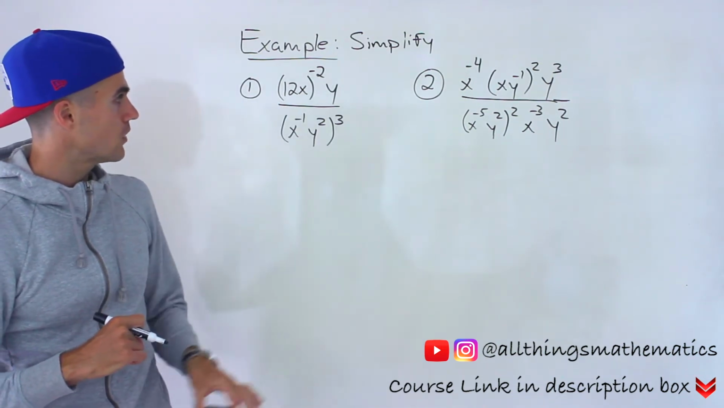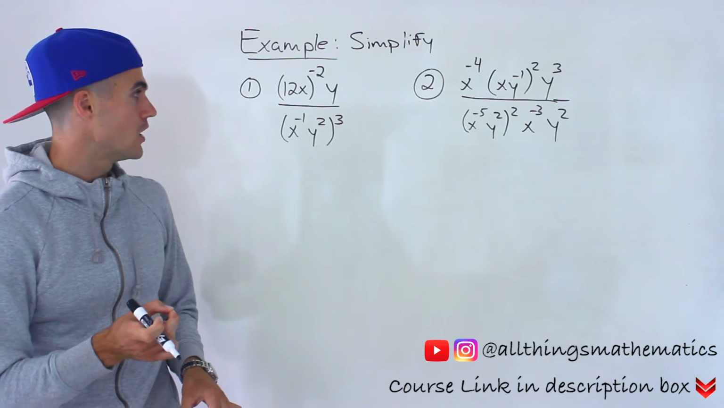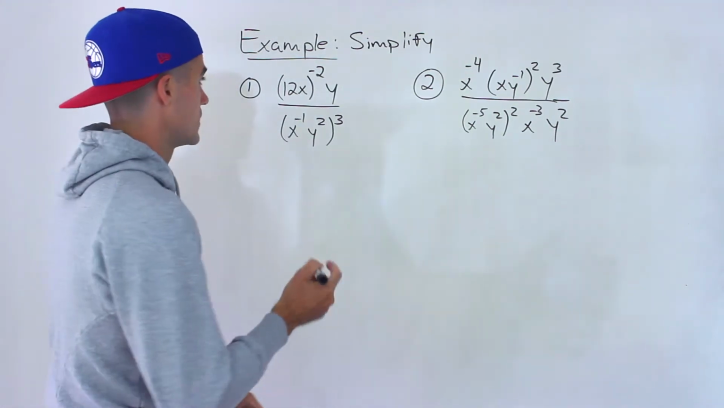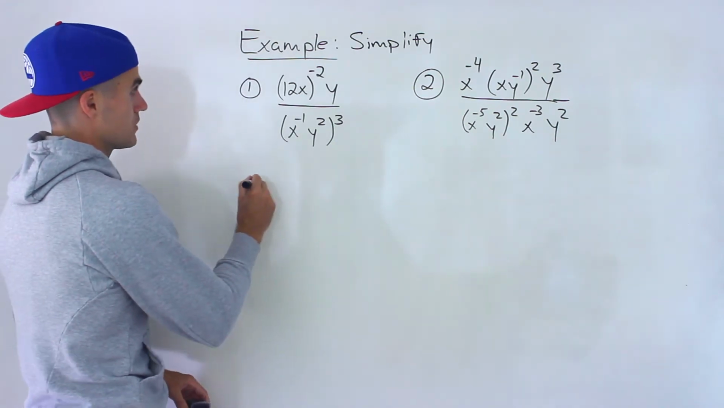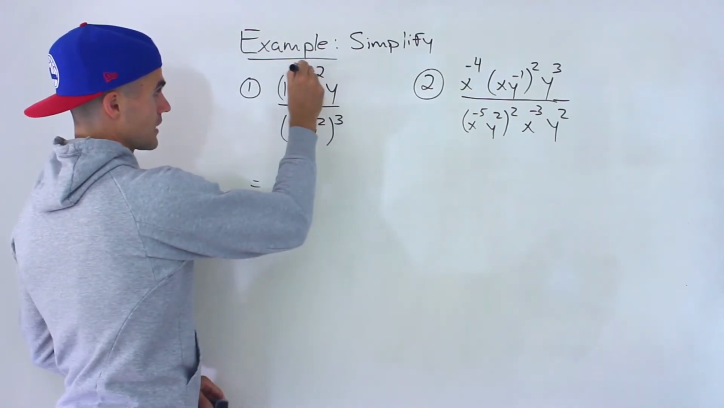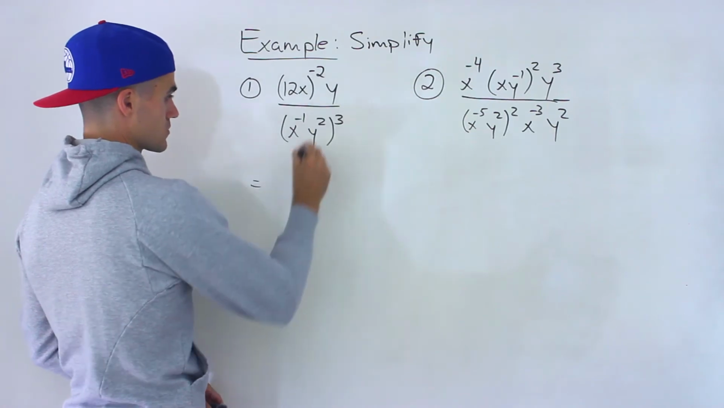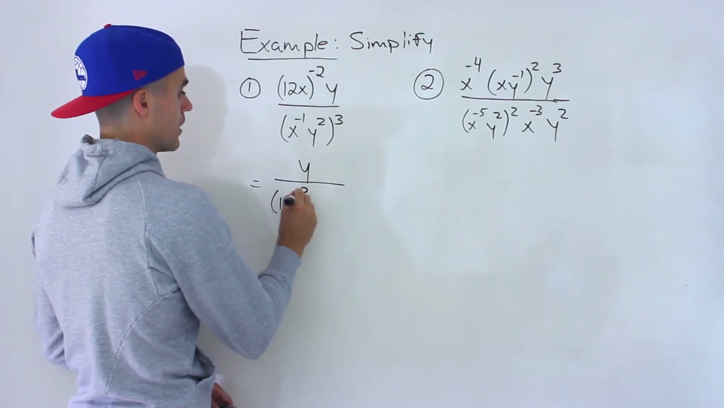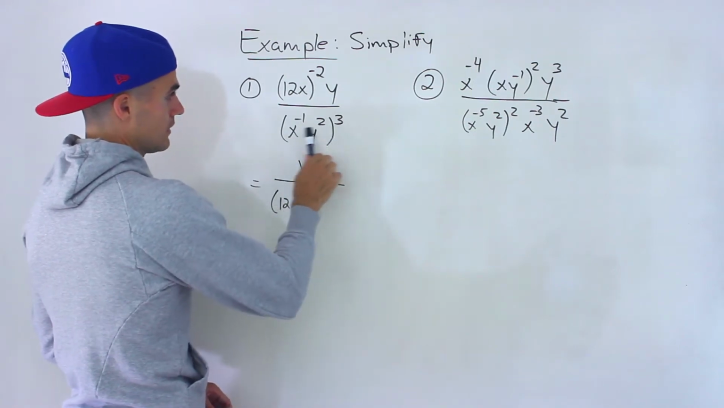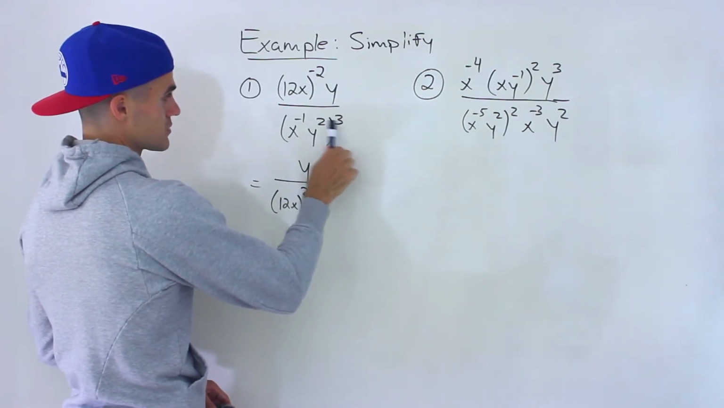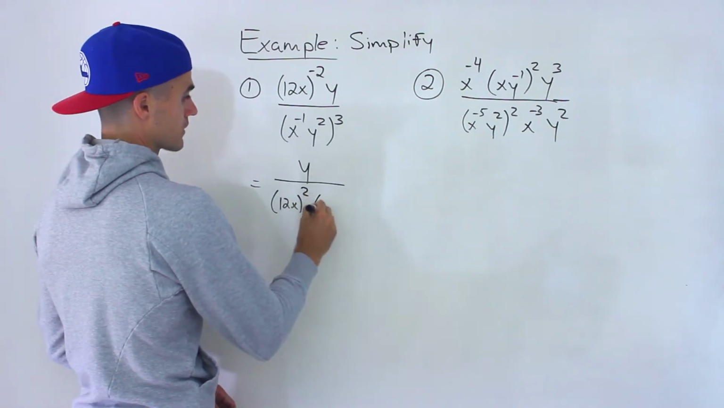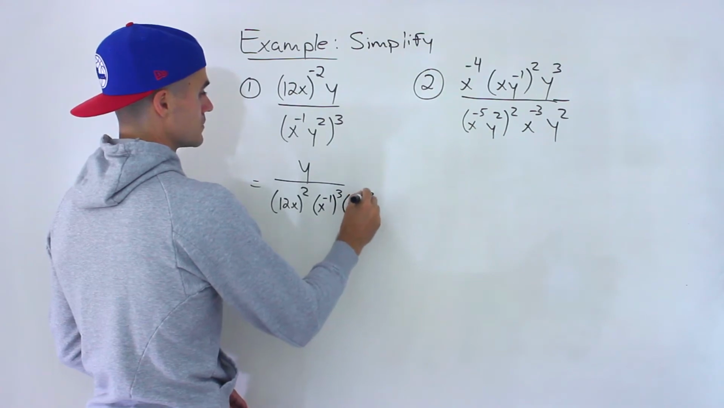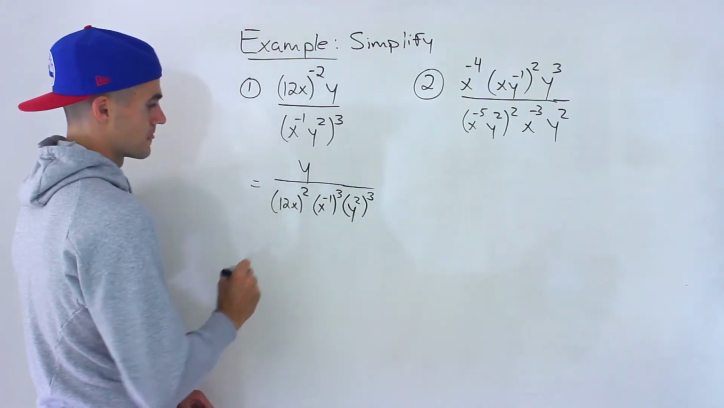So number one, we've got 12x to the negative 2 times y, all over x to the negative 1, y to the 2, all to the power of 3. First thing I'm going to do here is deal with this negative 2. I'm going to bring all of this down, so we're going to have a y left up top, and then we're going to have 12x to the power of positive 2. And then for this one, I'm going to distribute this 3 to these two terms. So we'll have x to the negative 1 to the power of 3, and then y to the 2 to the power of 3, like that.